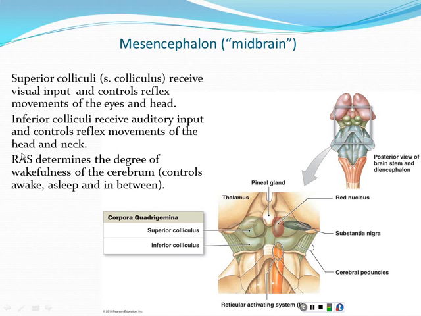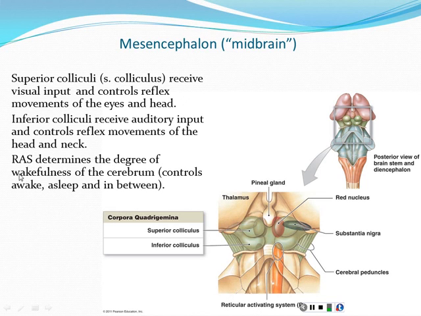And then the other important thing that your book places in the midbrain is the RAS, the reticular activating system. Now, this system actually goes all the way through the brainstem. So the medulla, the pons, and the midbrain all have components of the reticular activating system. So why should you care? All right, the RAS is what determines the level of wakefulness of the cerebrum. So whether you're awake, asleep, or somewhere in between, it's the RAS that makes that determination.